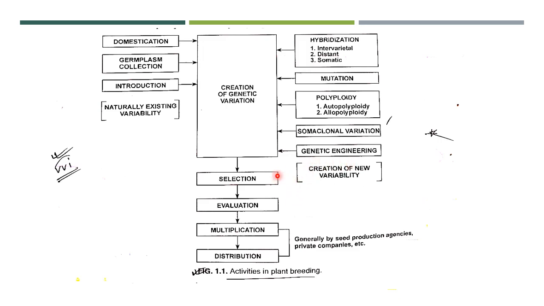After creating the new genetic variability, we go for selection. We select our desired plants, then we evaluate them against the existing variety. If it overcomes the yield of the existing variety, then we go for its multiplication and distribute it to the farmers for use. These are all the activities which are performed in plant breeding.